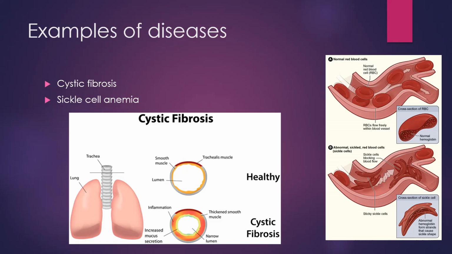The second disease caused by point mutation is sickle cell anemia. This is also an inherited disease in which there are not enough healthy red blood cells to carry oxygen throughout your body. This mutation is caused by a substitution of a valine with a glutamic acid.